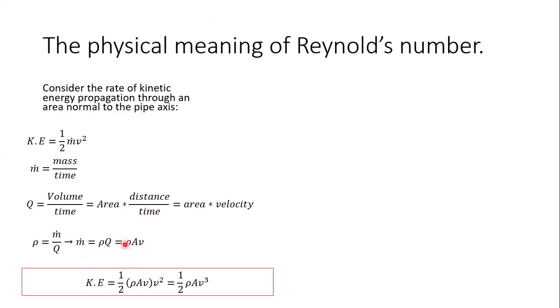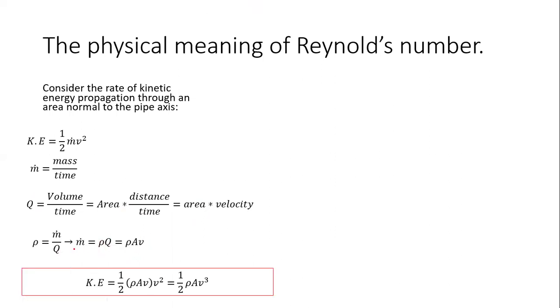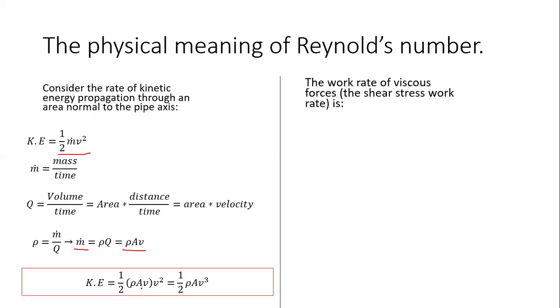Right. Now, if we put the value for mass flow, which is equal to this, into this expression here, we end up with this last expression, the one that is in the red box. Okay. Now, we can also look at what we call the work rate of viscous forces, or the shear stress work rate. So we'll talk about that. We know that our shear stress is equal to our shear force over a certain area.